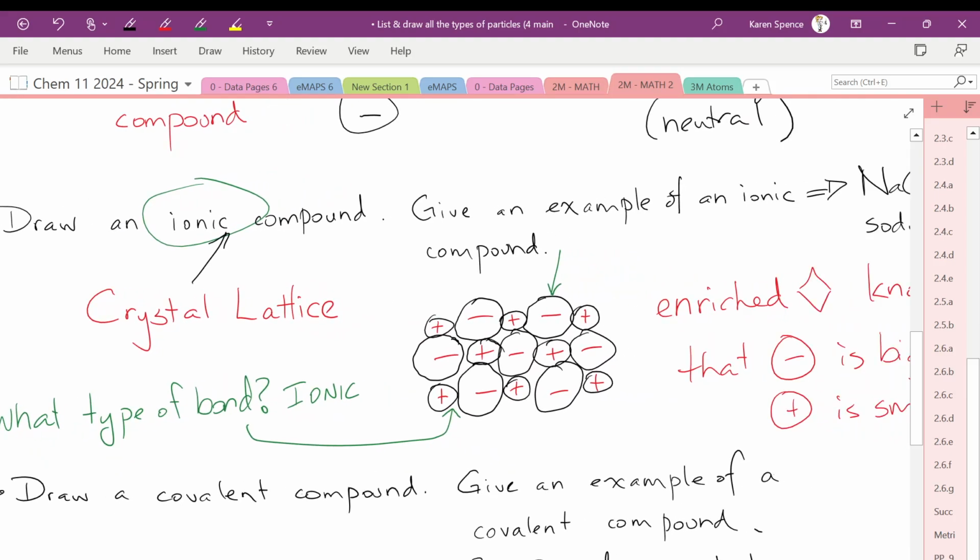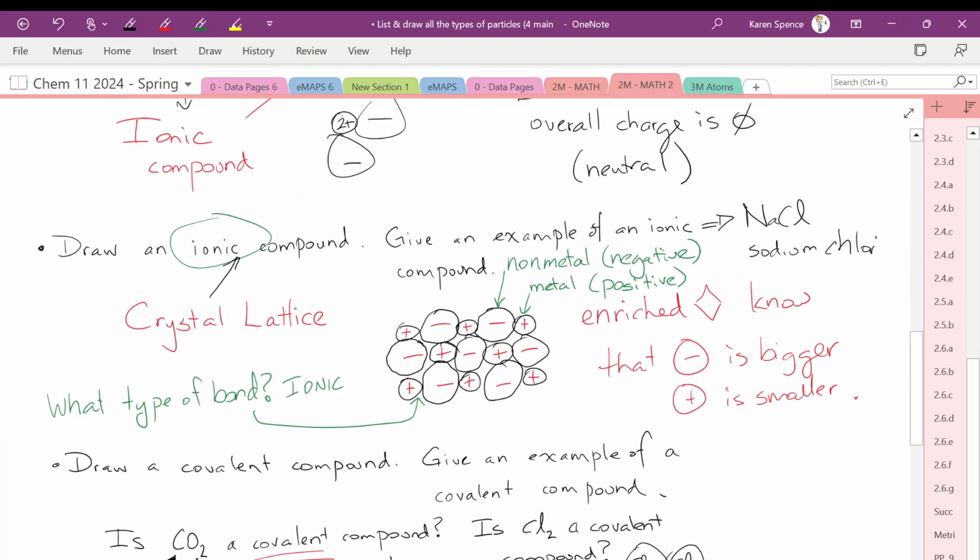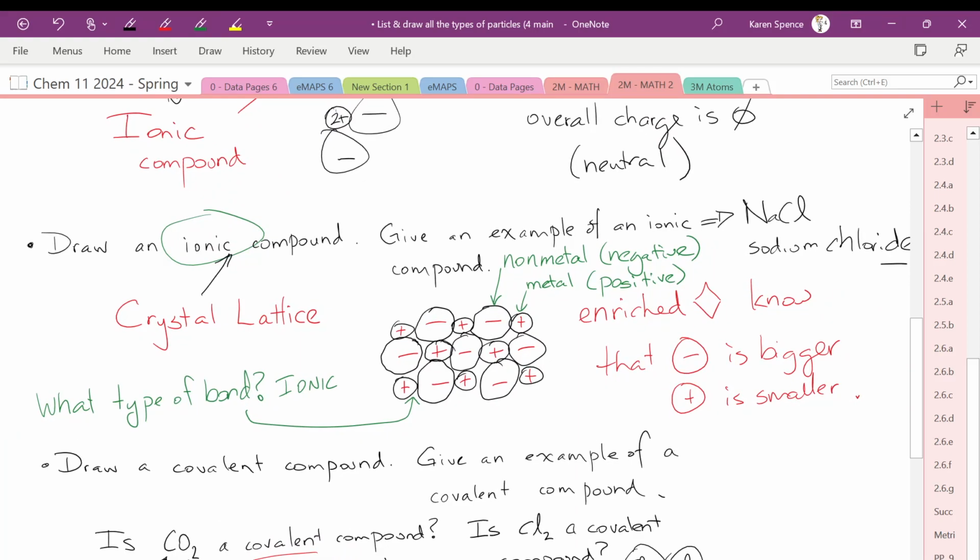Think about it this way: non-metal starts with N, negative starts with N. So the non-metal is negative, and the metal is going to be positive. Is this thing a pure substance or a mixture? Pure. It is pure because it is a compound. Every single formula unit is the same as every other formula unit.